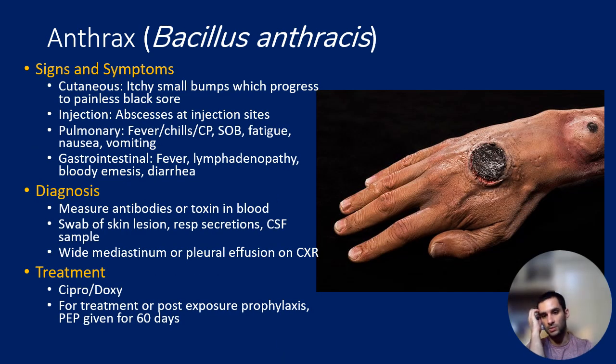So what are the signs and symptoms? The signs and symptoms really depend on how you got infected. Cutaneous anthrax causes bumps, which progress to these black sores that you see here. Injection anthrax causes abscesses, so these are going to look like bumps on the arms at injection sites. Pulmonary anthrax is the most concerning, and that's going to look like someone who has pneumonia, chest pain. It might also be vomiting. And the gastrointestinal form often has vomiting, which can often be bloody, and diarrhea as well.